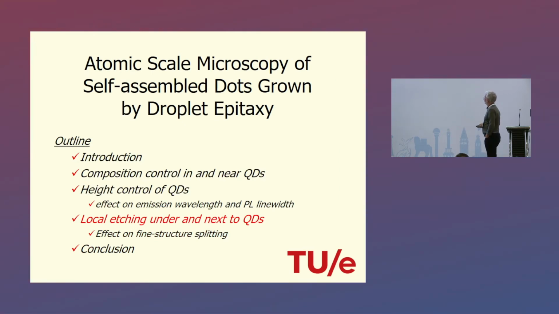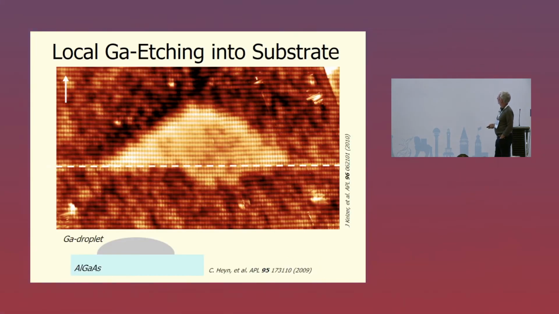There was another surprising effect that we saw when we were looking at these droplet quantum dots, and that was the effect of local etching that I would like to describe to you right now. This is again a gallium arsenide droplet dot in aluminium gallium arsenide. This is the surface on which the gallium droplet was formed and which was subsequently crystallized. But you see that underneath the dot there is a gallium arsenide rich region. And the reason for that is that the gallium droplet can actually etch into the underlying aluminium gallium arsenide.